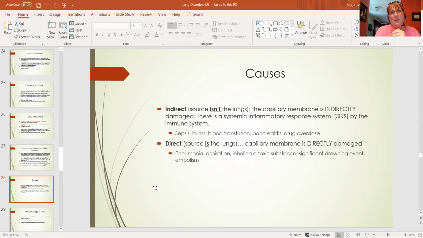Then direct causes would be something that happens to your lung itself that causes you to go into this. Like how we just talked about pneumonia. So that could have been a cause. So your pneumonia got so bad that it caused you to go into respiratory distress, and here you are. Aspiration, inhaling a toxic substance, a significant drowning event, and even an embolism could cause this.